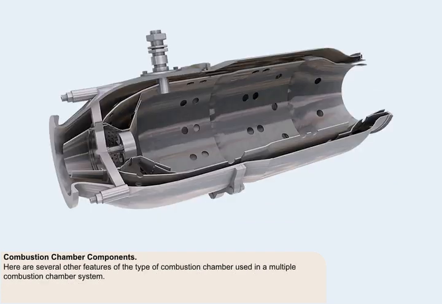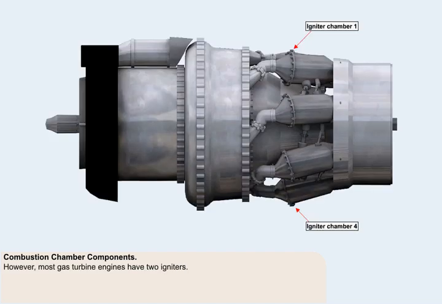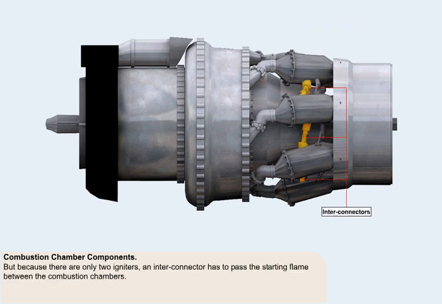This picture illustrates several other features of the type of combustion chamber which would be used in a multiple combustion chamber system. Although the engine would probably start quite readily with only one igniter operating, most gas turbine engines have two igniters. However, because there are only two igniters, another means of passing the starting flame between the combustion chambers in this type of system has to be found. This is called the interconnector.